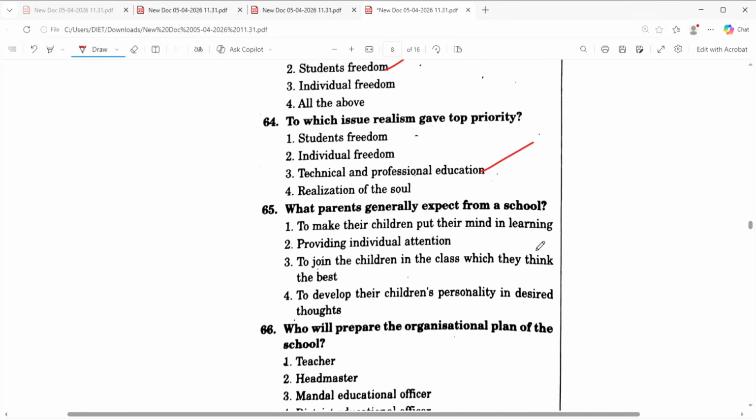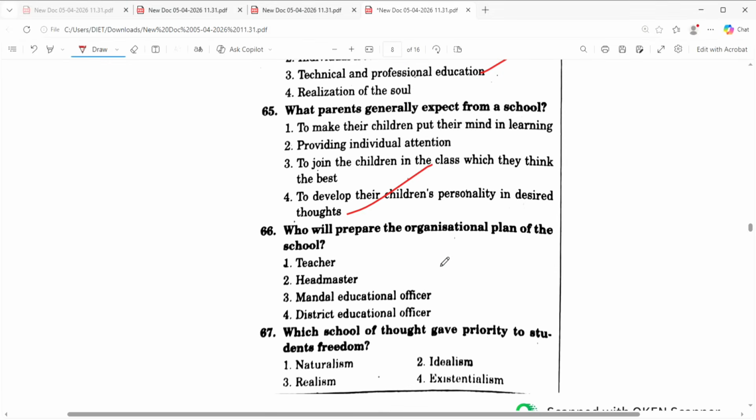What parents generally expect from the school? Make children put their mind in learning, individual attention, joins in class by thinking the best, desired thoughts. Okay, develop child personality in desired thoughts. 65. It is fourth answer. Who will prepare the organization plan of the school? You see, 66. Naturally, the organization plan of the school is to be prepared by the administrator, that is headmaster.